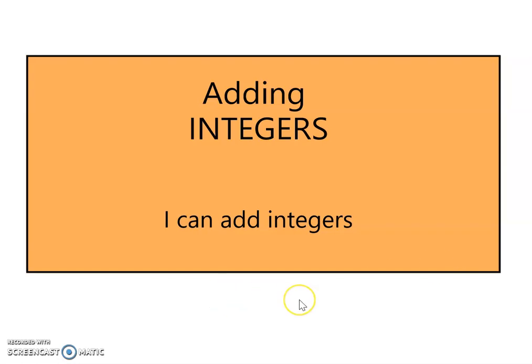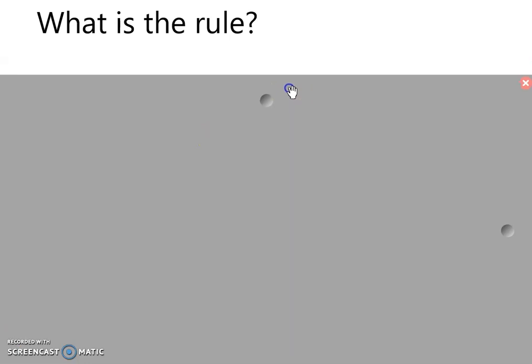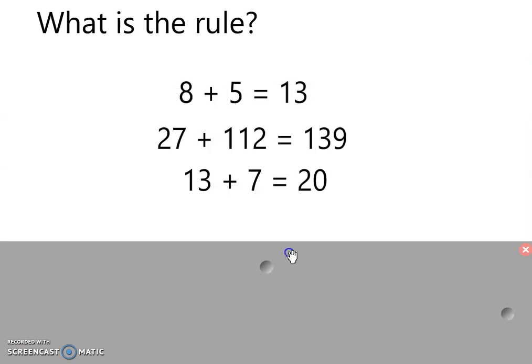So the statement's going to be, I can add integers. Okay, so what's the rule? Well, let's figure out what we have. First off, we're going to have positive numbers. Okay, so 8 plus 5, those are both positive integers. 27 plus 112, 13 plus 7. So we already know how to do this. We just don't have the rule written down.